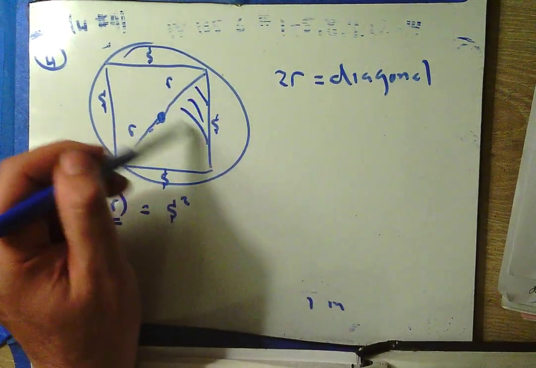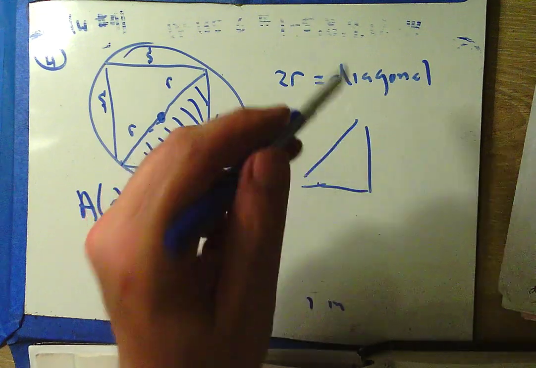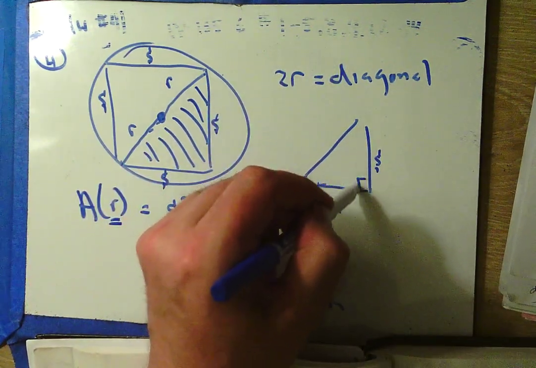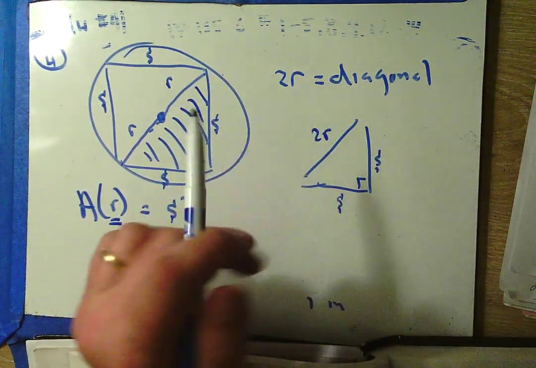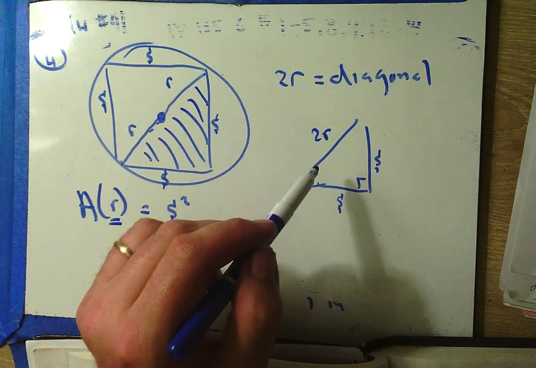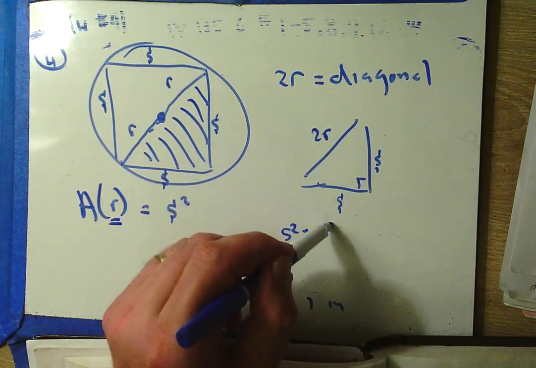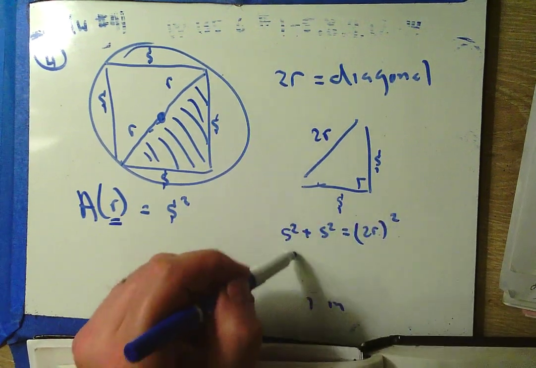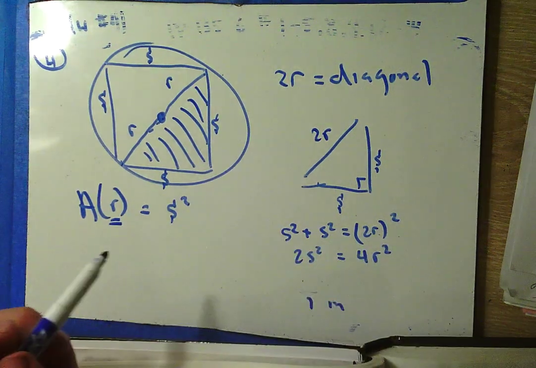So I go back to this right triangle again. If you remember your 45, 45, 90 right triangle shortcuts, you're welcome to use those. Most people aren't comfortable with them at this point, so I'm going to go with the Pythagorean theorem. I'm going to say s squared plus s squared equals (2r) squared. So 2s squared equals 4r squared.